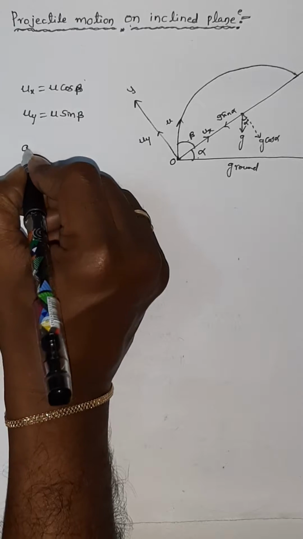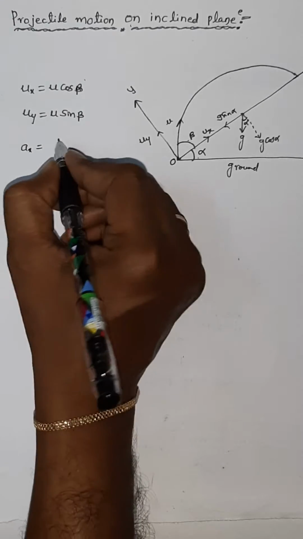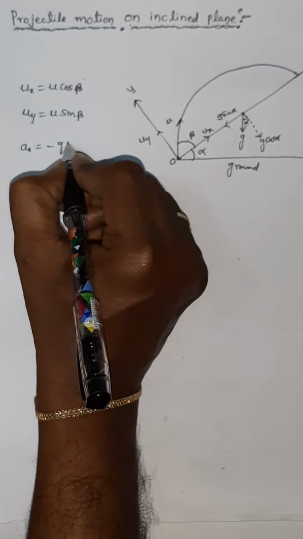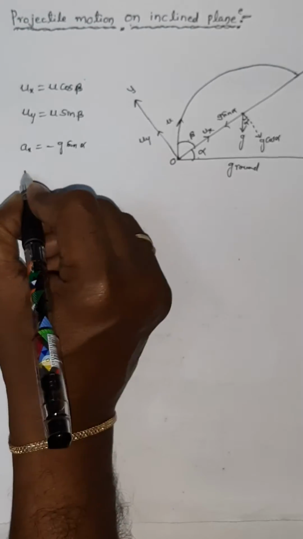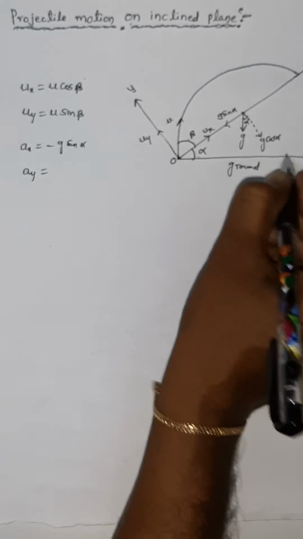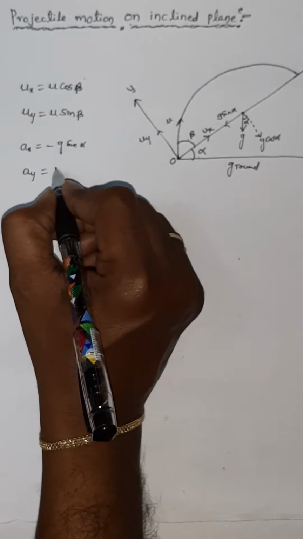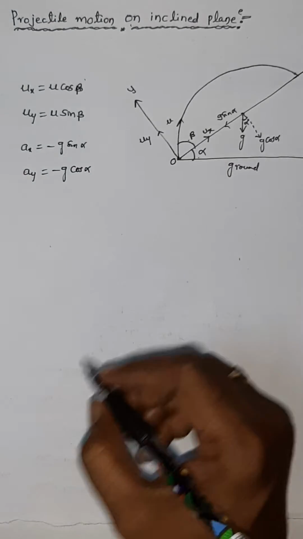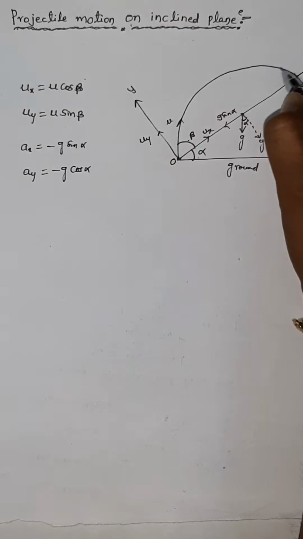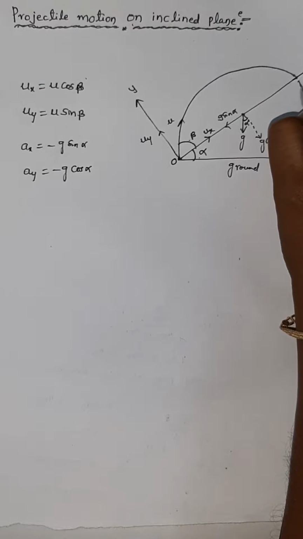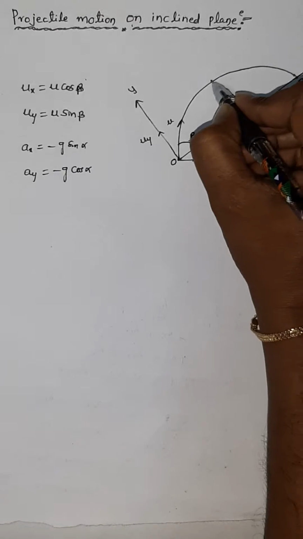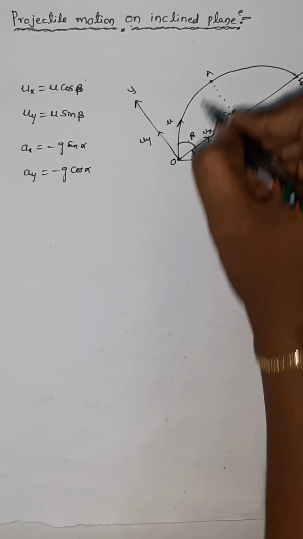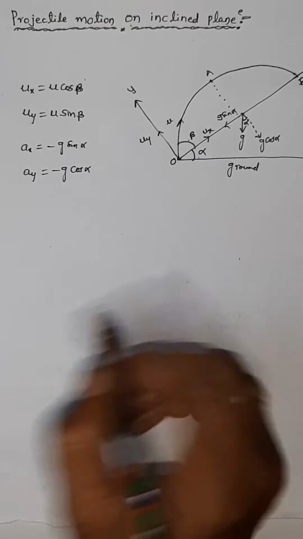So here the acceleration of the body can be resolved into two components. One is along the inclined plane, that is nothing but minus g sin alpha, and the other one is ay, perpendicular to the inclined plane, minus g cos alpha. Here as the projectile is thrown into the air, after some time it reaches a particular point, let us suppose b, and here this is the highest point. At the highest point we know the final vertical component of velocity is 0.